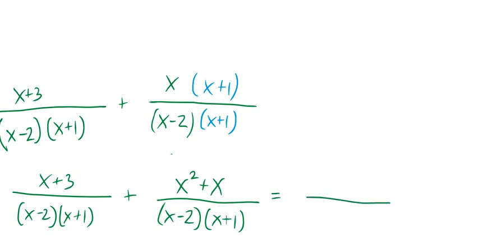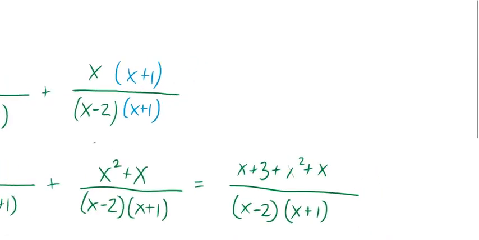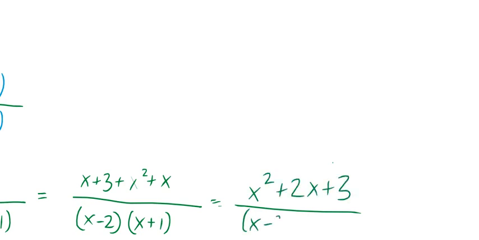When I add it together, my common denominator sticks around, and I'm left with x plus 3 plus x squared plus x. In other words, I have x squared plus 2x plus 3 over x minus 2, x plus 1.